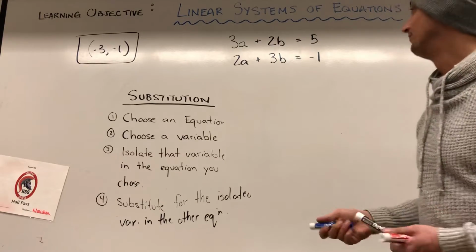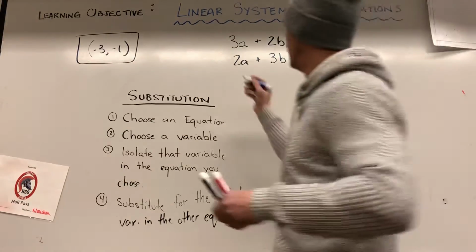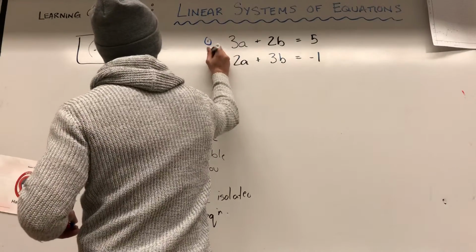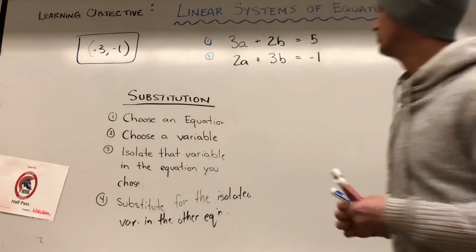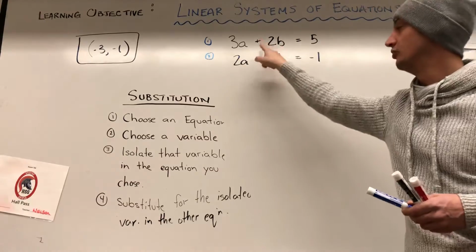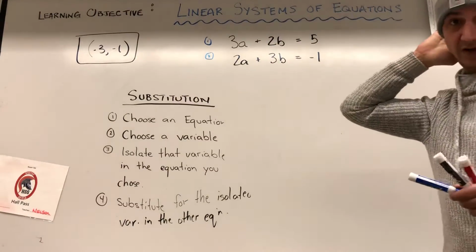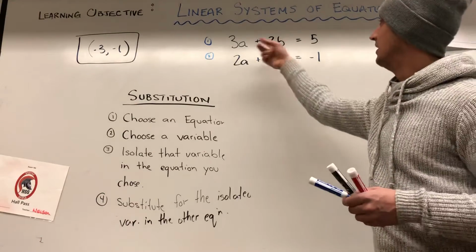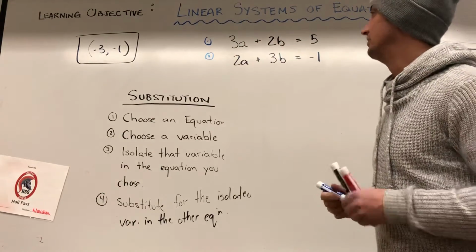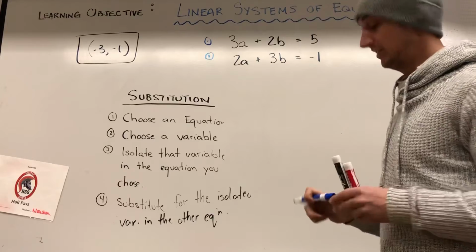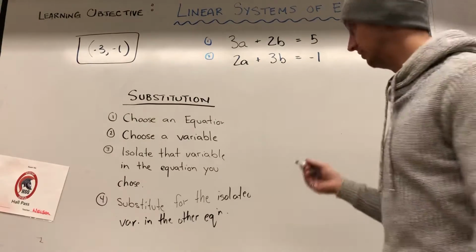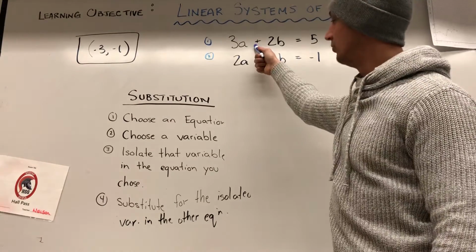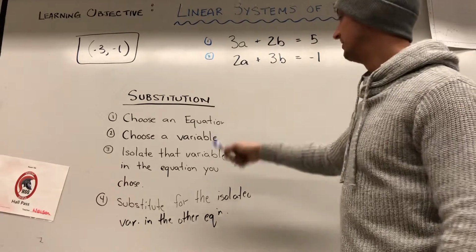I'm going to choose an equation. Flip a coin, comes up heads. Okay, I'll go with the first one. Okay, I chose that one. What variable do you guys want to do, a or b? B? B it is. I mean, they're both going to be difficult to isolate for, and this one's going to get real messy real fast. You just watch. So I've chosen equation 1. I've chosen b. Let's isolate for b.